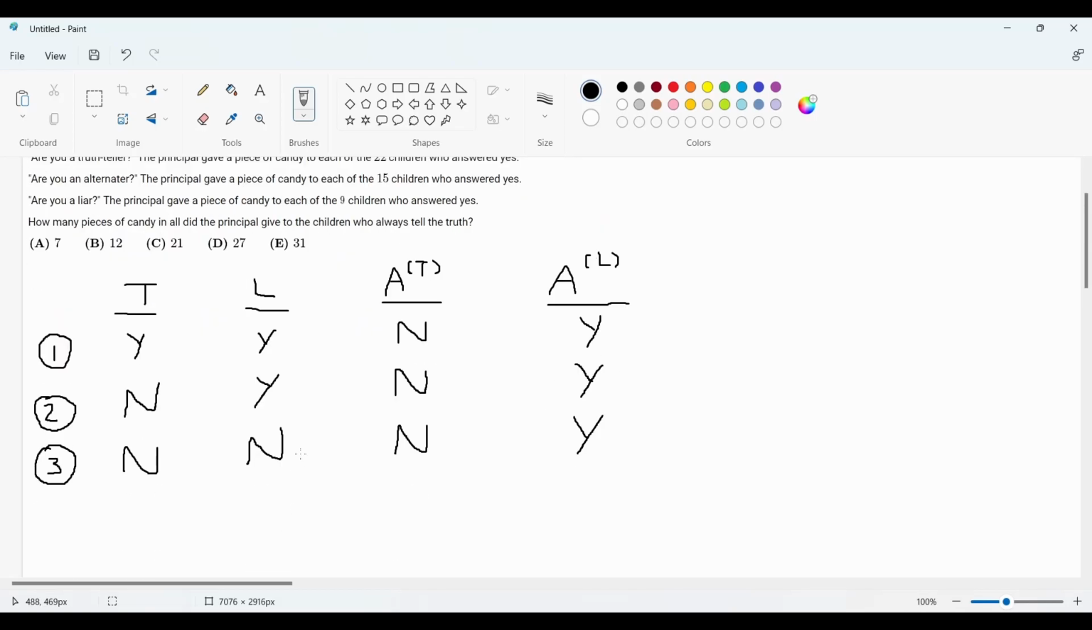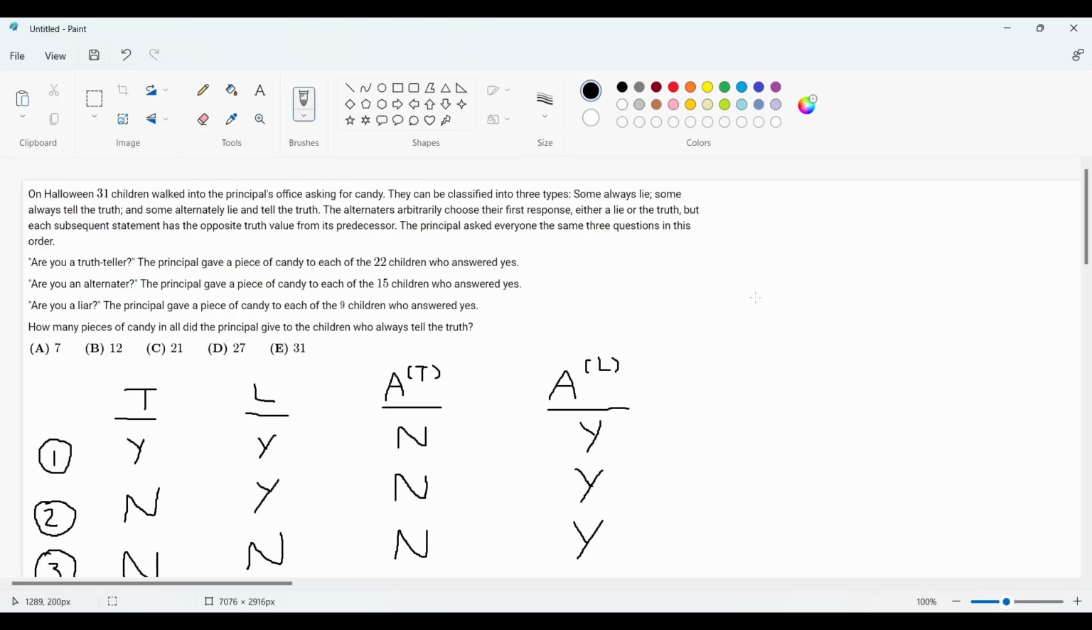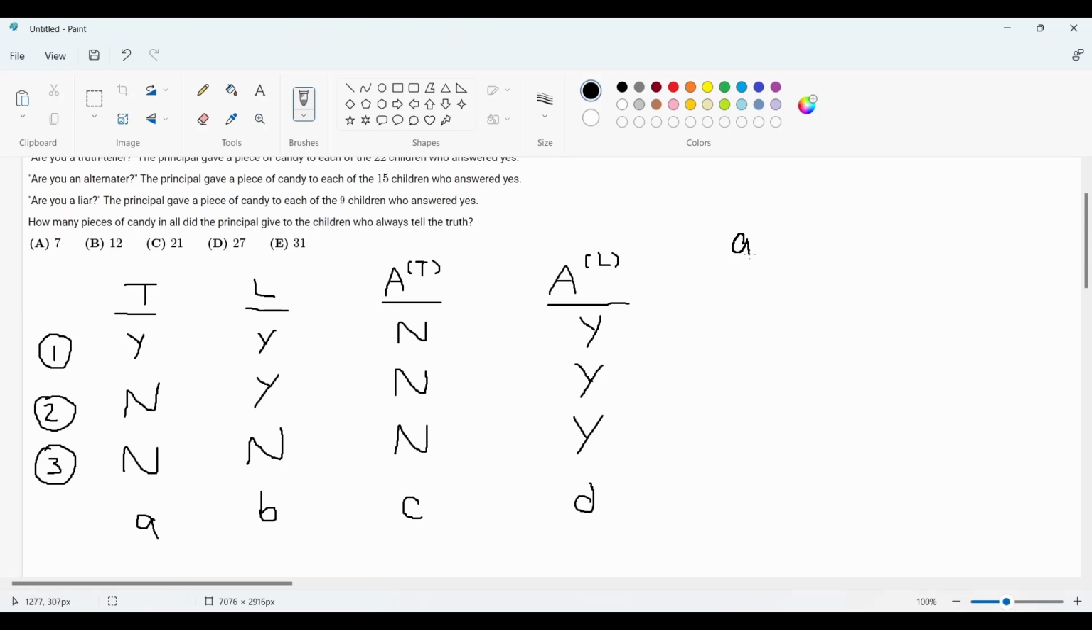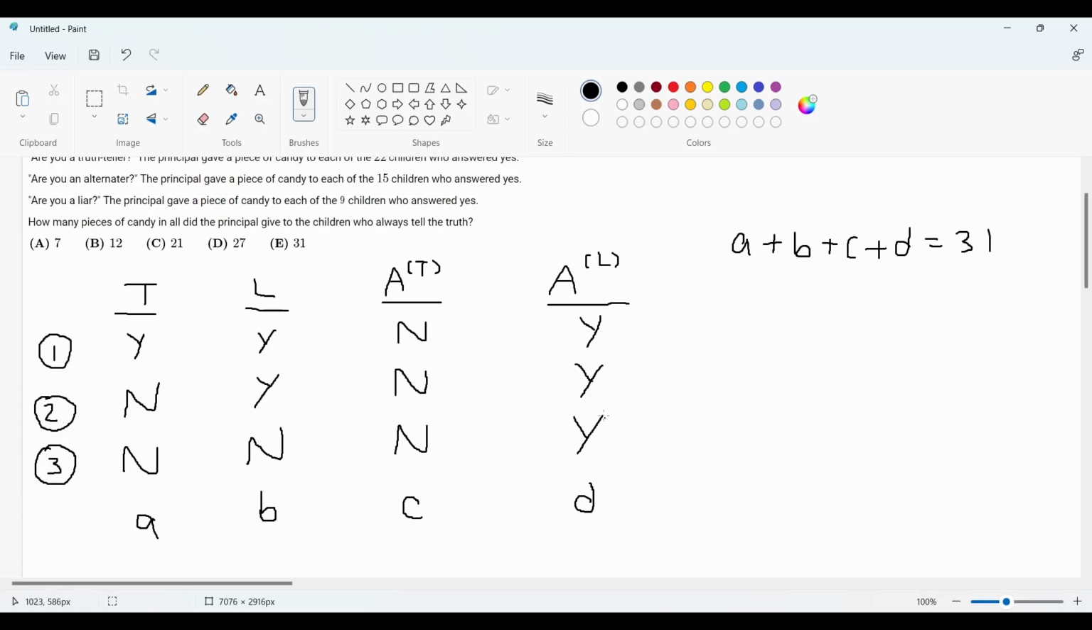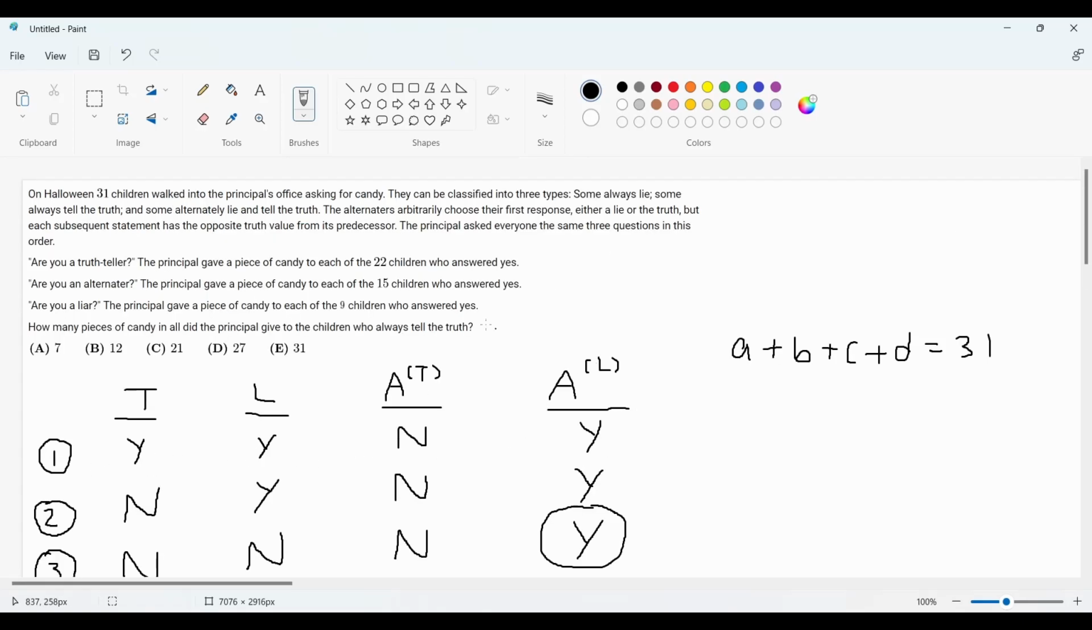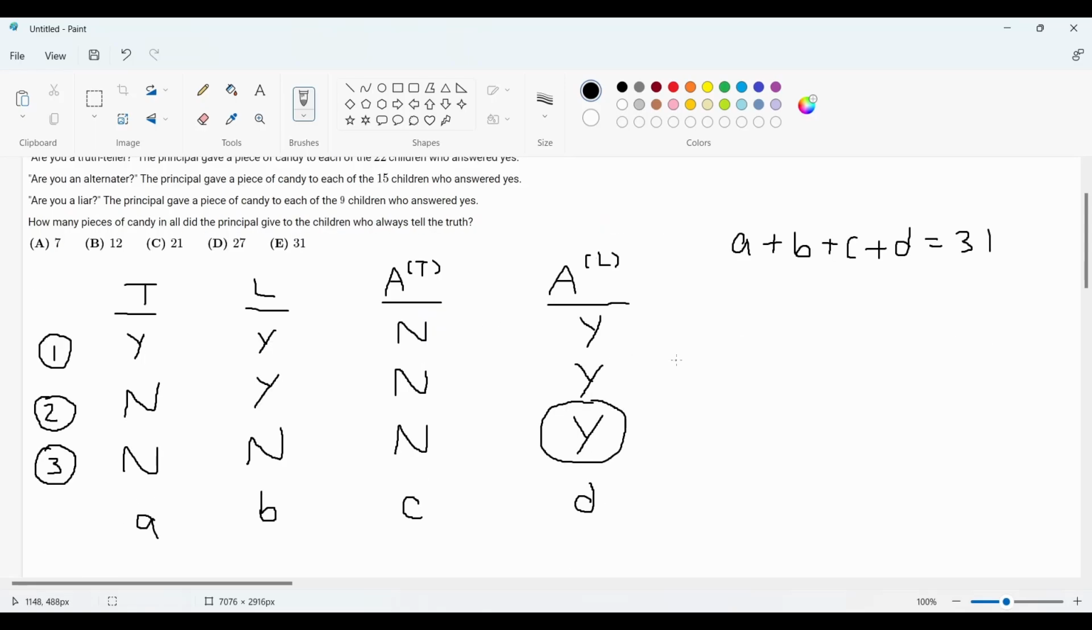Okay, so how do I keep this in mind? Let's say that there are A, truth tellers, B, liars, C, alternators who start by telling the truth, and D, alternators who start by lying. So if there's 31 children total, then A plus B plus C plus D is equal to 31. Now, I'm going to start with this final statement, because the principal gave a piece of candy to the 9 children who answered yes to his last question, but only this final group answered yes. So if the principal gave 9 pieces of candy, that means that D is equal to 9.